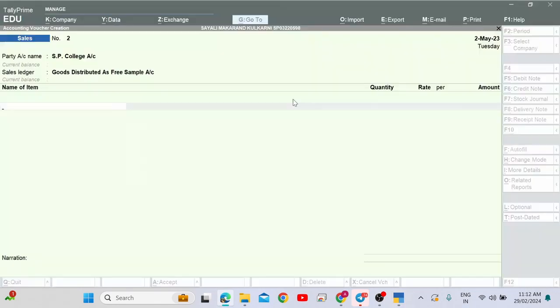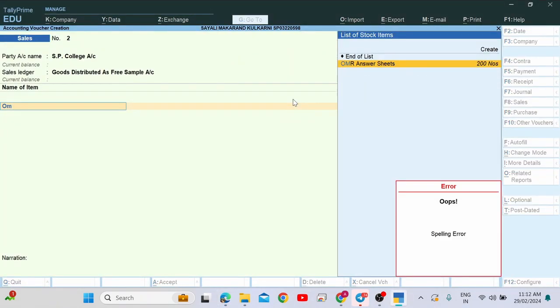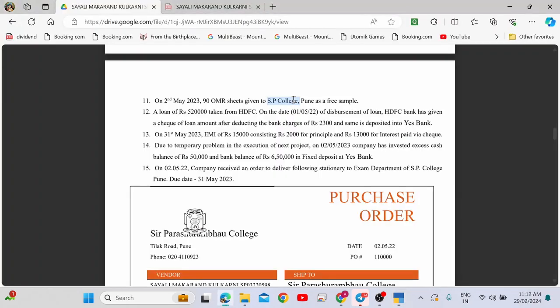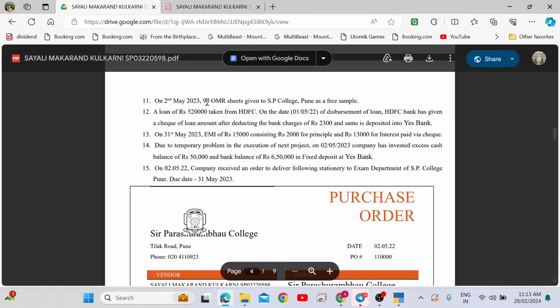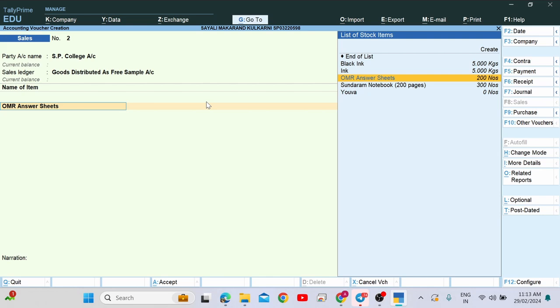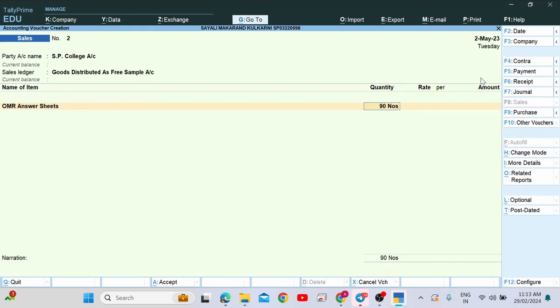Now what you have given is OMR sheets, therefore say here OMR sheets. Correct. Enter. And then how many units? 90 OMR sheets. Correct. You can check the stock of OMR sheets also here. In the list we will get OMR sheets 200 numbers. We have 200 OMR sheets, out of that you have given 90 sheets. Correct. And then what rate?